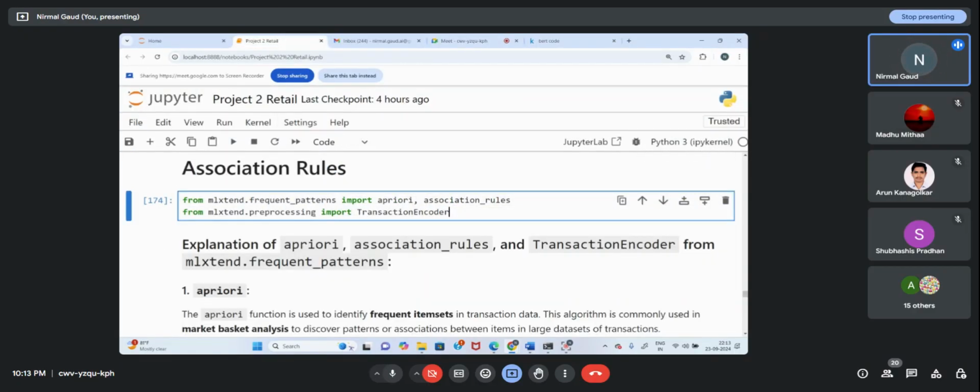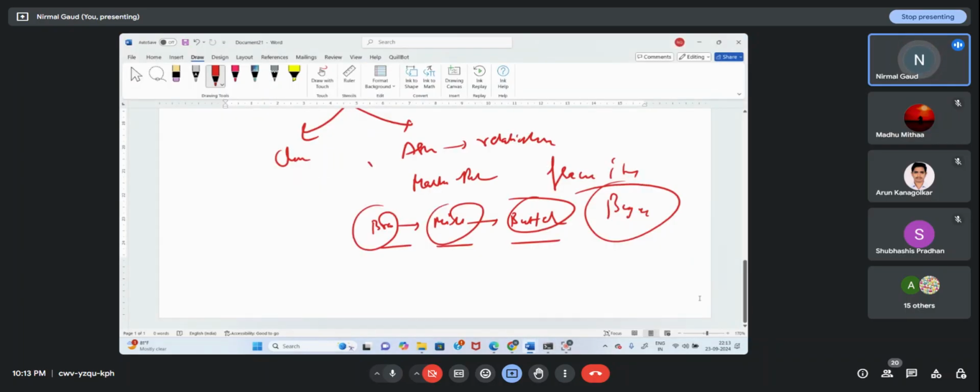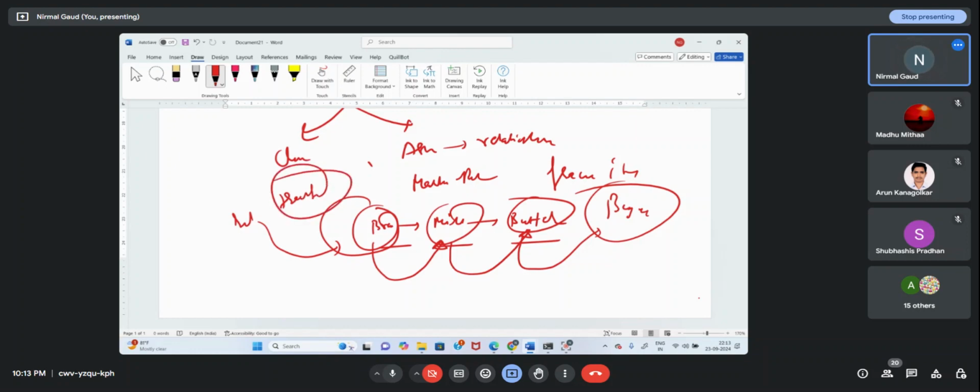For association there are certain algorithms, some libraries which are mentioned, like apriori, association rules, and the transaction encoder for pre-processing. Apriori and association rules are used to find the frequent patterns in the data. This is a kind of pattern. That means if someone is buying bread, what is the chance he or she can buy milk, butter, or any other thing? So I just try to find the relationship, how these transactions are being done. That's the association rule.